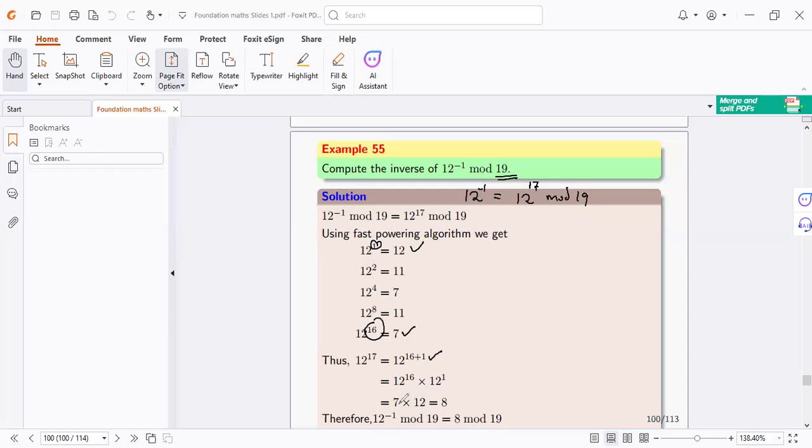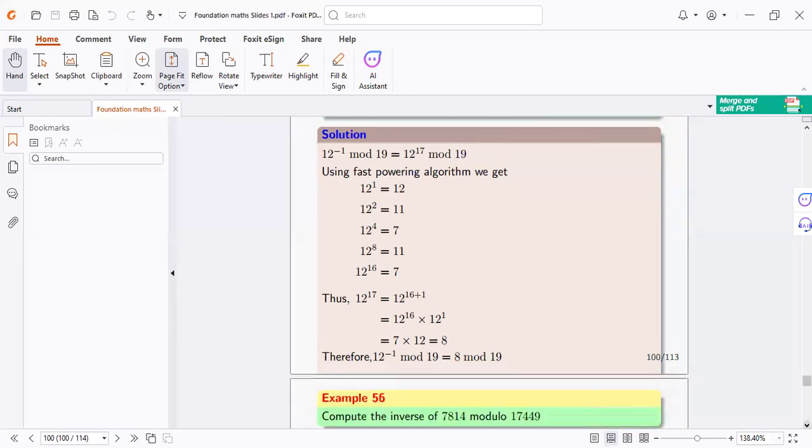So when you multiply this, you get 84. Then 19 into 84, the remainder will be 8. So 8 therefore becomes the inverse of 12. 8 is the inverse of 12. That is how we use the Fermat's little theorem to find inverses.